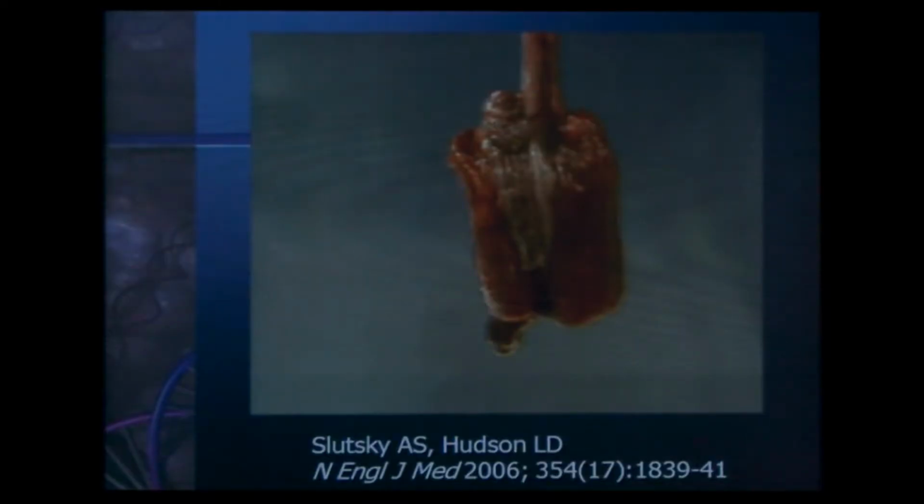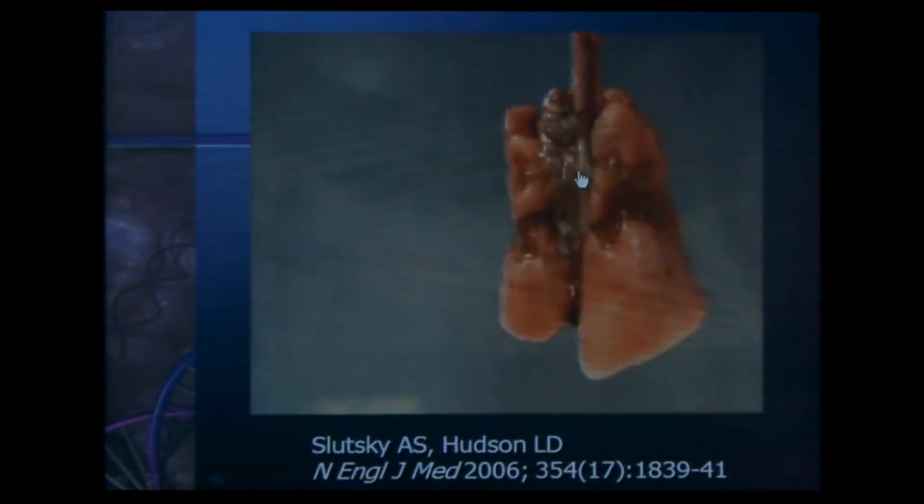So I'd like to start by showing this movie. This is a rat lung being ventilated with 7 ml per kilo at different PEEP levels. And I think it gives you a feel for a couple of the mechanisms that can lead to ventilator-induced lung injury. So I'm going to start the movie. It's going to start with 0 PEEP. Then we're going to increase the PEEP, as you'll see.